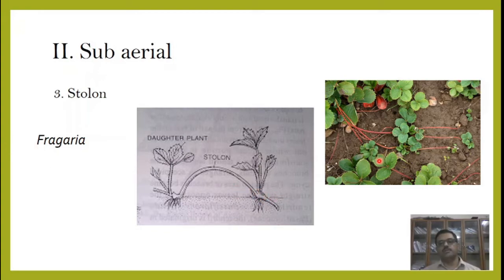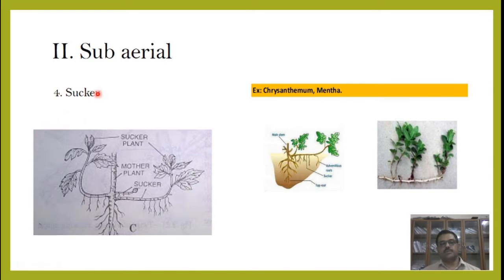Example is Fragaria, which we can see here. Fragaria gives off stolons. The fourth type is the sucker, which is found in chrysanthemum and mentha. The sucker is characterized by its upward movement.